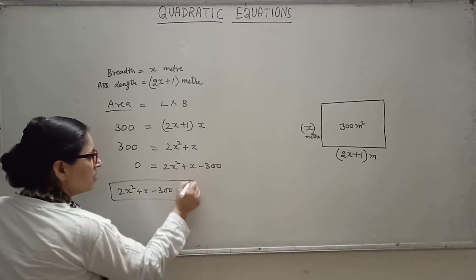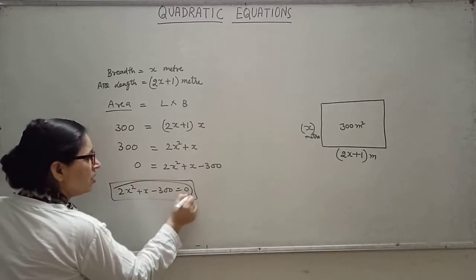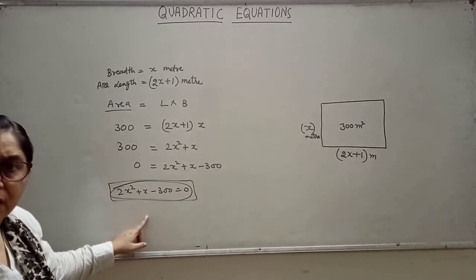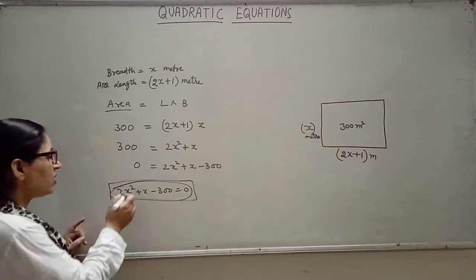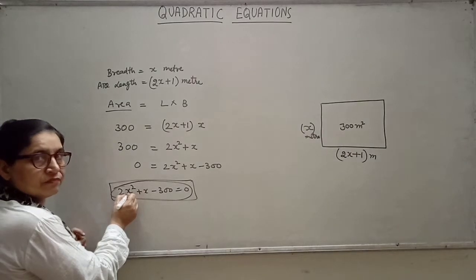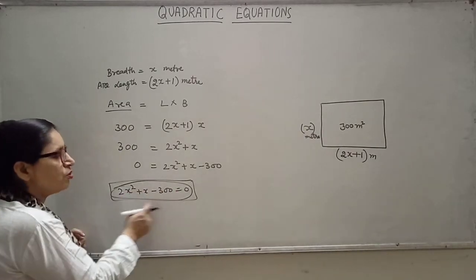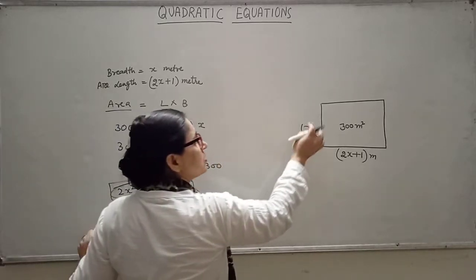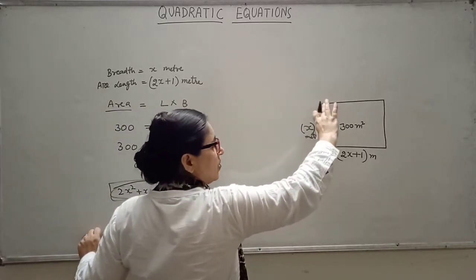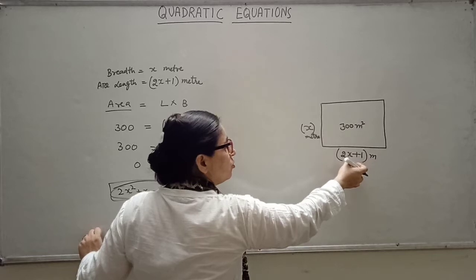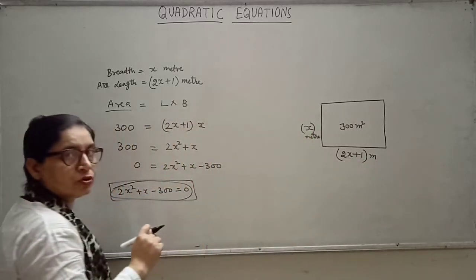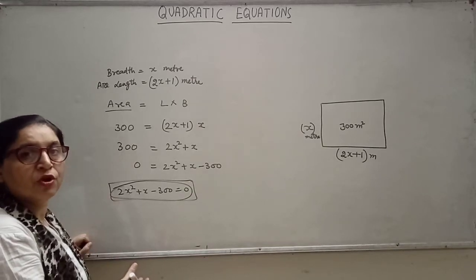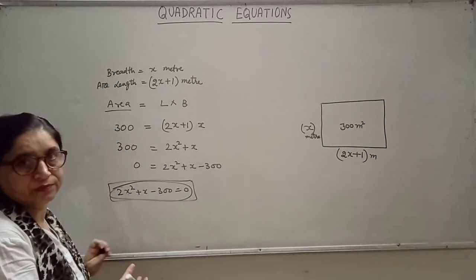What is this form called? This is the quadratic equation. If we solve this quadratic equation, we will get the value of x, the value of this breadth, what should be the measurement of this breadth, then we would be able to find out the length also. So in this way, the quadratic equation helps us to solve our daily life problems also.